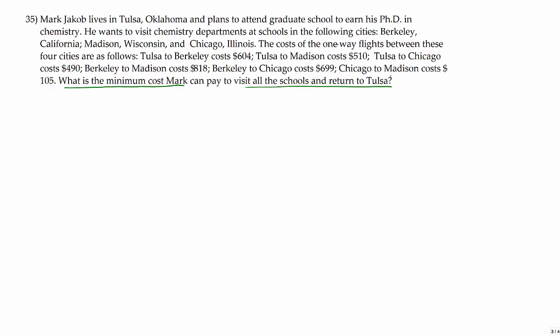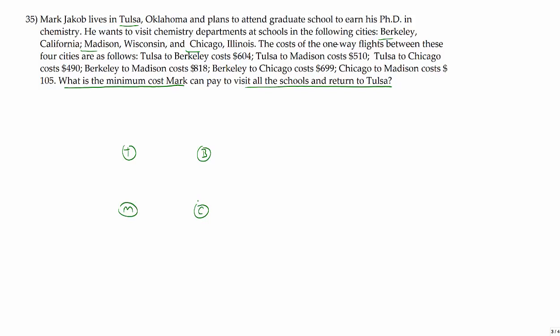So first, let's go ahead and set these up. We know the 4 schools he has to visit, and we're going to start off in Tulsa, right? So I'm going to have Tulsa. It's going to be a vertex. And then I want to go to Berkeley. So B is going to be a vertex. And let's see, I also want to go to Madison. And then we have Chicago, Illinois. Okay, so those are the 4 schools he plans to visit.